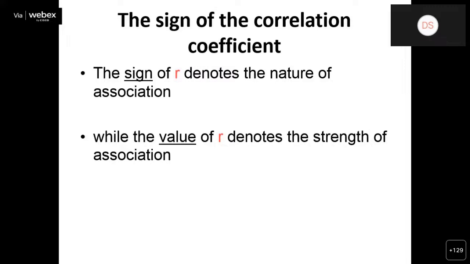In the first example I mentioned, distance and the number of visits, the R value is likely to be a negative correlation. Whereas in the second example, the examination marks and the number of hours they are studying, the R value is likely to be a positive value.